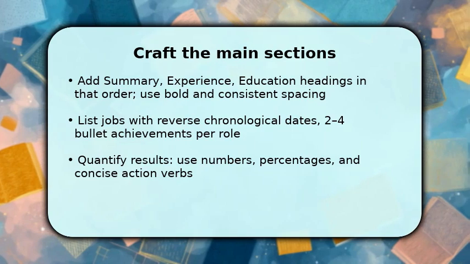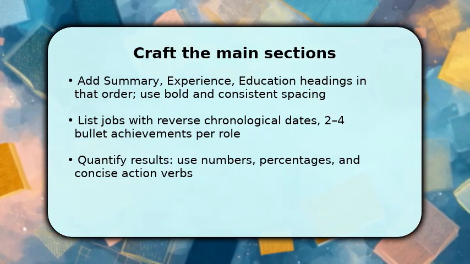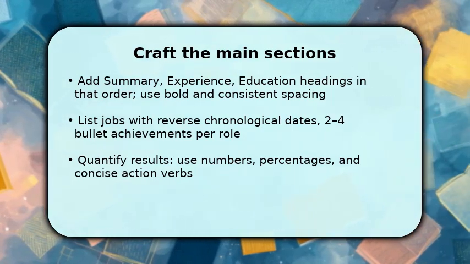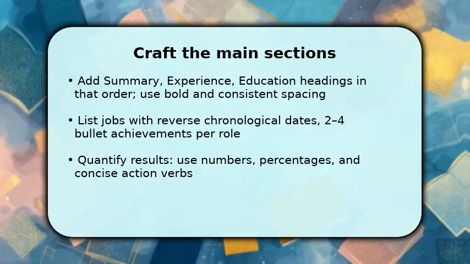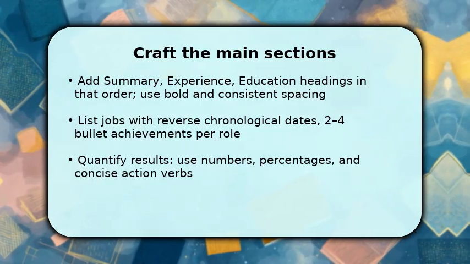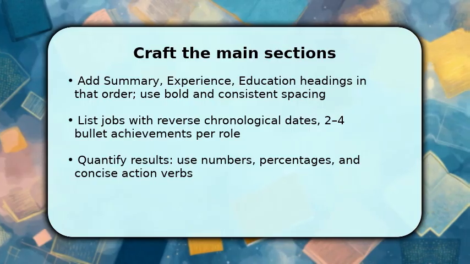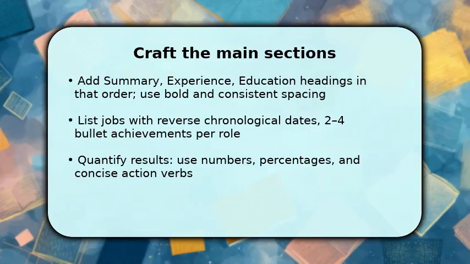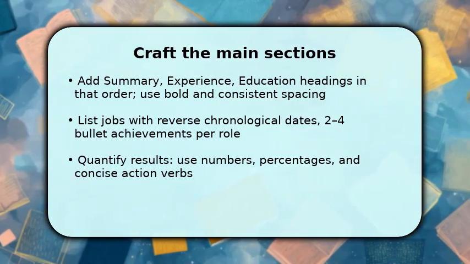You now build the core of your CV. A short summary, then experience, then education. This order matches what employers look for. For each role, write company, title, and dates, then follow with 2 to 4 achievement bullets that start with strong verbs and include numbers when possible.